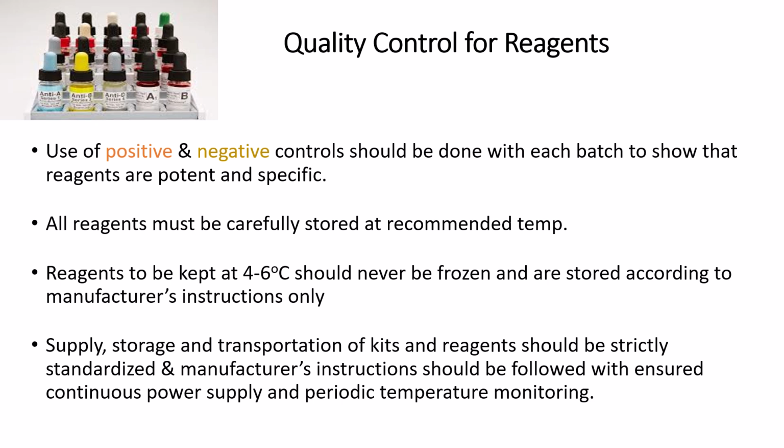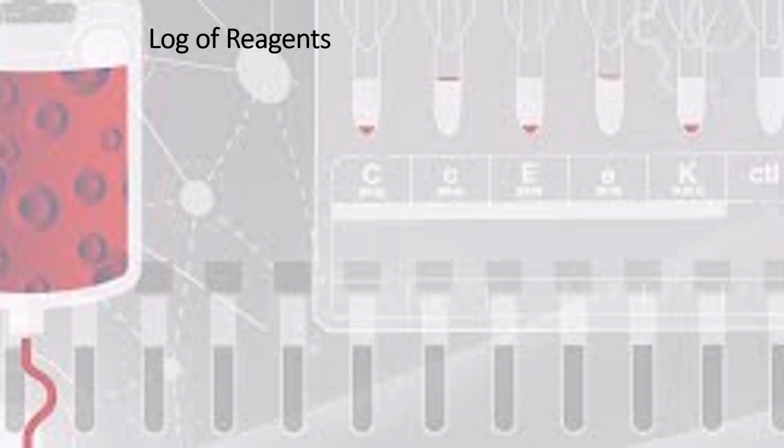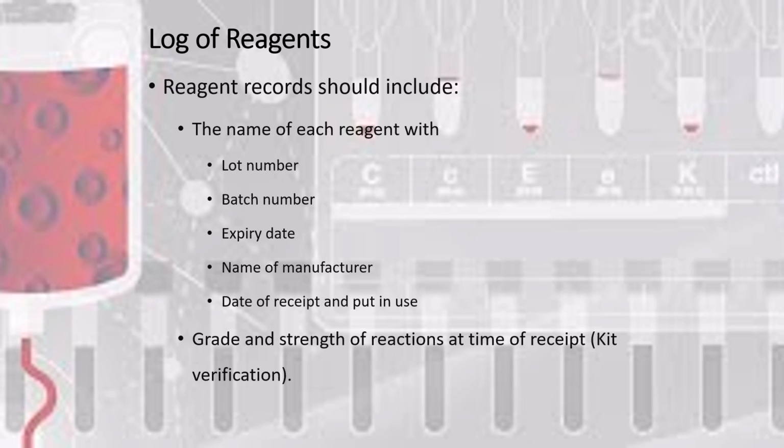and periodic temperature monitoring. Log of the reagent. The reagent record should include the name of each reagent with its lot number, batch number, expiry date, manufacturer name, and date of receipt and put in use. Grade and strength of reaction at each time of receipt will be recorded.